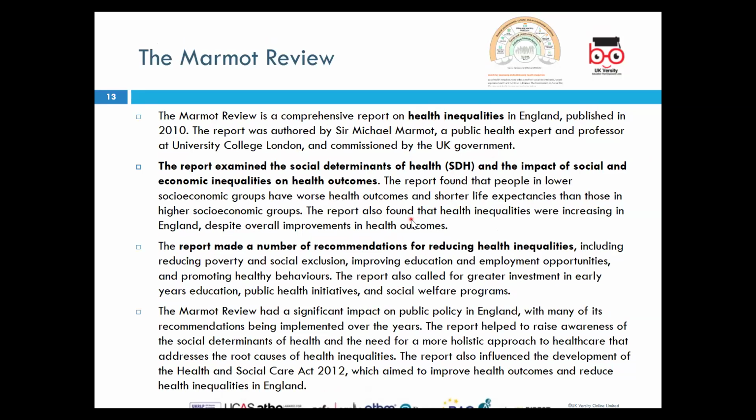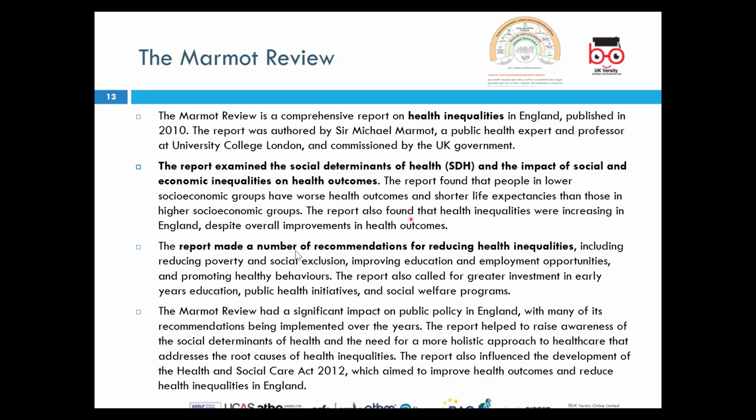According to his report, and this was a well-researched report, he found that people in lower socioeconomic groups have the worst health outcomes, and they also have a shorter life expectancy. They live for fewer years than those in higher socioeconomic groups. Why is that? Because of poverty, because of lack of social support, etc.